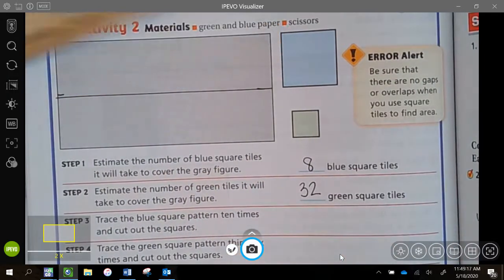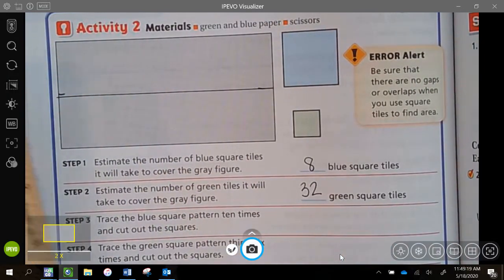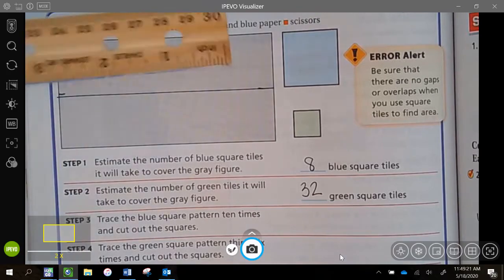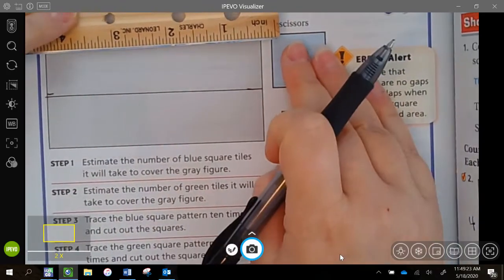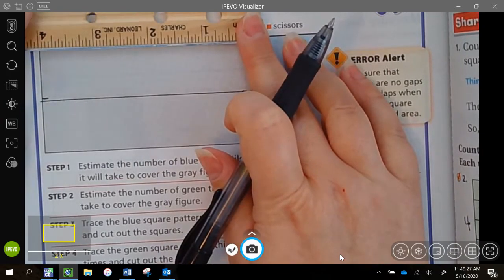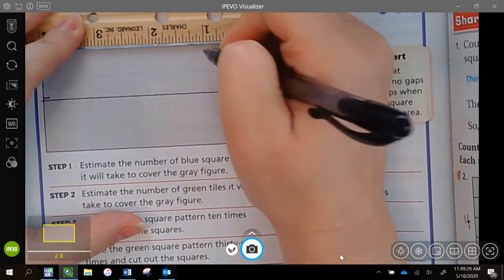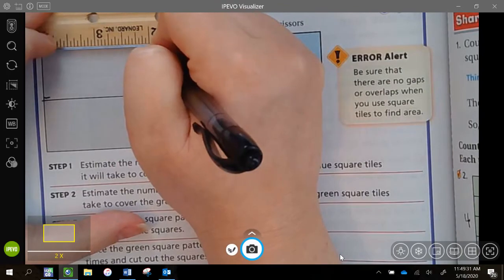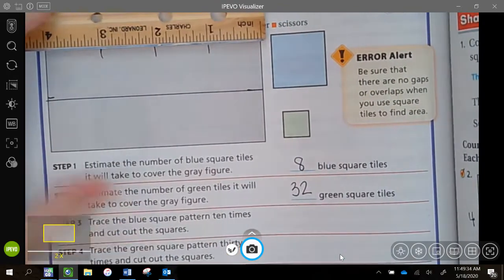Might not be the straightest of lines, but that's okay. And then we're going to mark our inches from the top. The reason I'm going upside down is because the book is kind of funky. So we have 1, 2, 3, and 4.